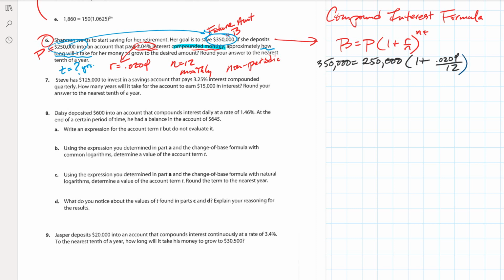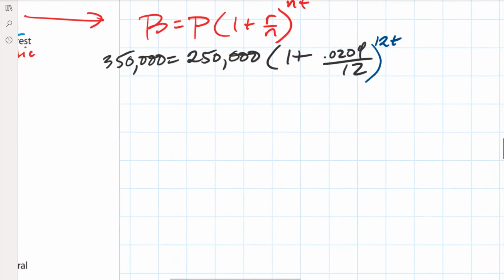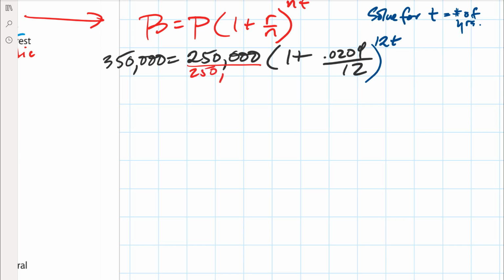0.0204 divided by 12 is called a monthly interest rate. And we're going to raise it to the n times t power. Now n is 12 because it's monthly. Look at that, monthly. And so it's raised to the 12t power, and you got to solve for t. Solve for t, the term, the time, the number of years. Here we go. Okay, so it's pretty easy. Just go ahead and divide by this constant here. Isolate your exponential term.